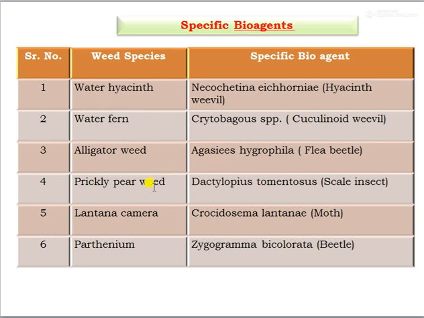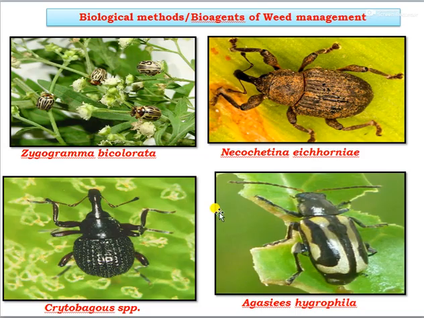Then prickly pear can be controlled by Dactylopius tomentosus, a scale insect. Then Lantana camara by Crocidosema lantana, a moth. Then Parthenium by Zygogramma bicolorata, the Mexican beetle. These are the ideal bioagents used for the control of the major weeds. You can see their photographs, the bioagents for weed management.